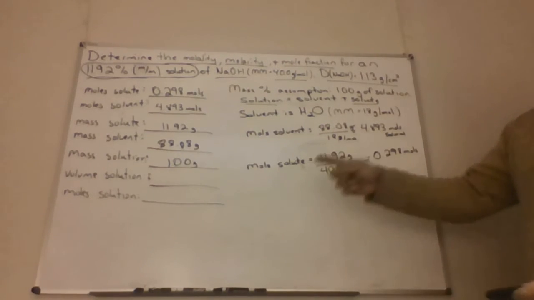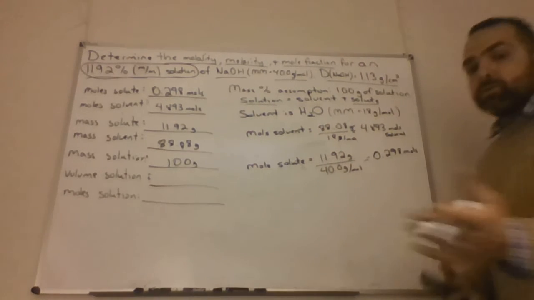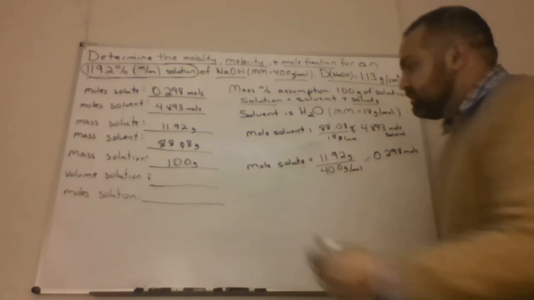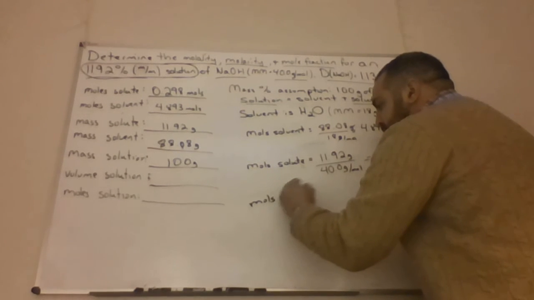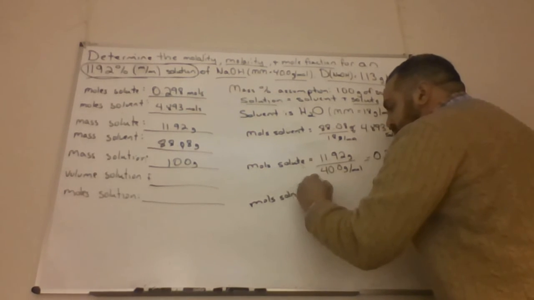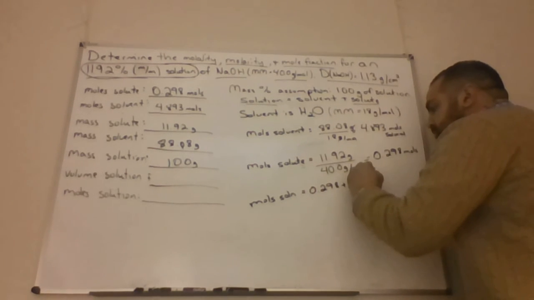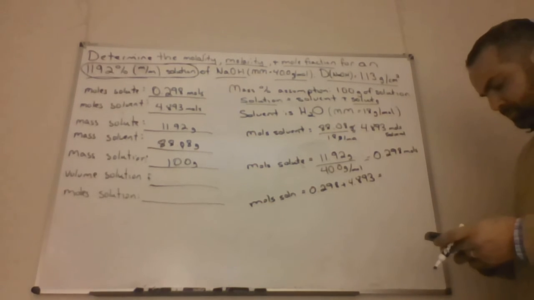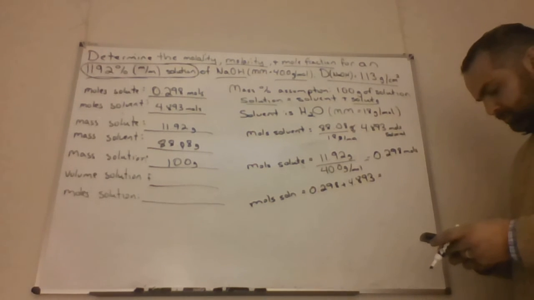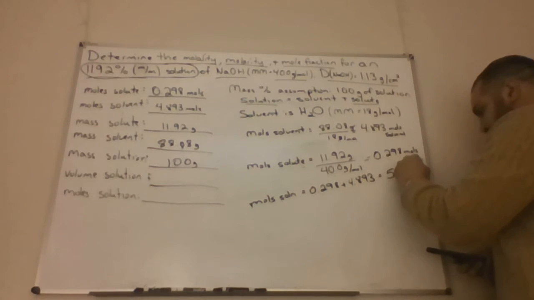So now what we need is the moles of solution and volume of solution. The moles of solution is easy. You can take the moles of solute plus moles of solvent gives us moles of solution. You get 5.191.